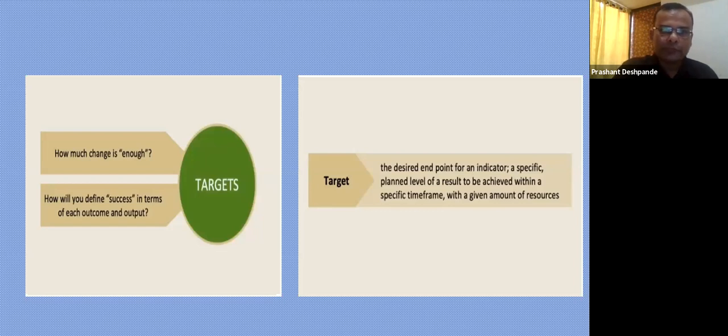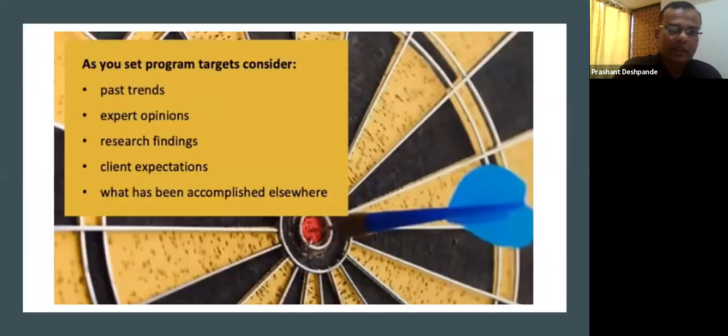So we want to decide how much change we want. It should be feasible also; we cannot have very high targets. So we need to have a discussion within the community, within the group, with funders, NGOs, and stakeholders on what targets are achievable. It's an endpoint within a specific period of time, using the available resources which we have put in our logic framework. So again, for deciding targets, please see your inputs also.